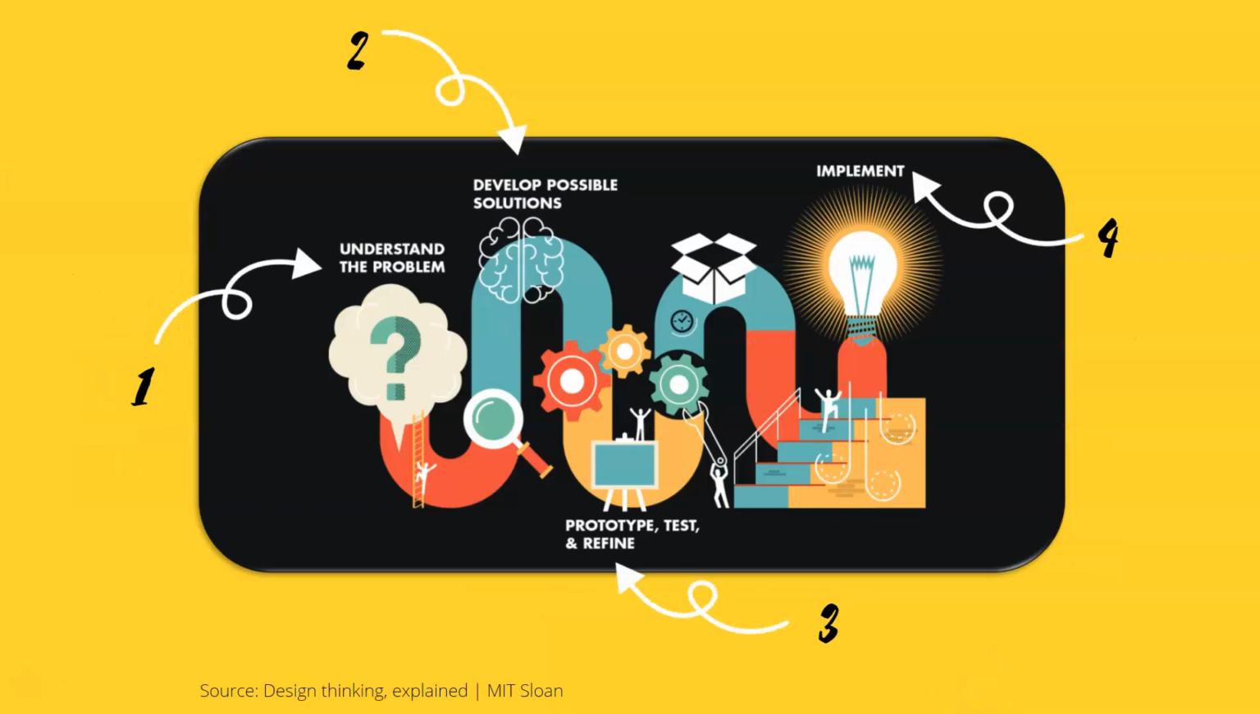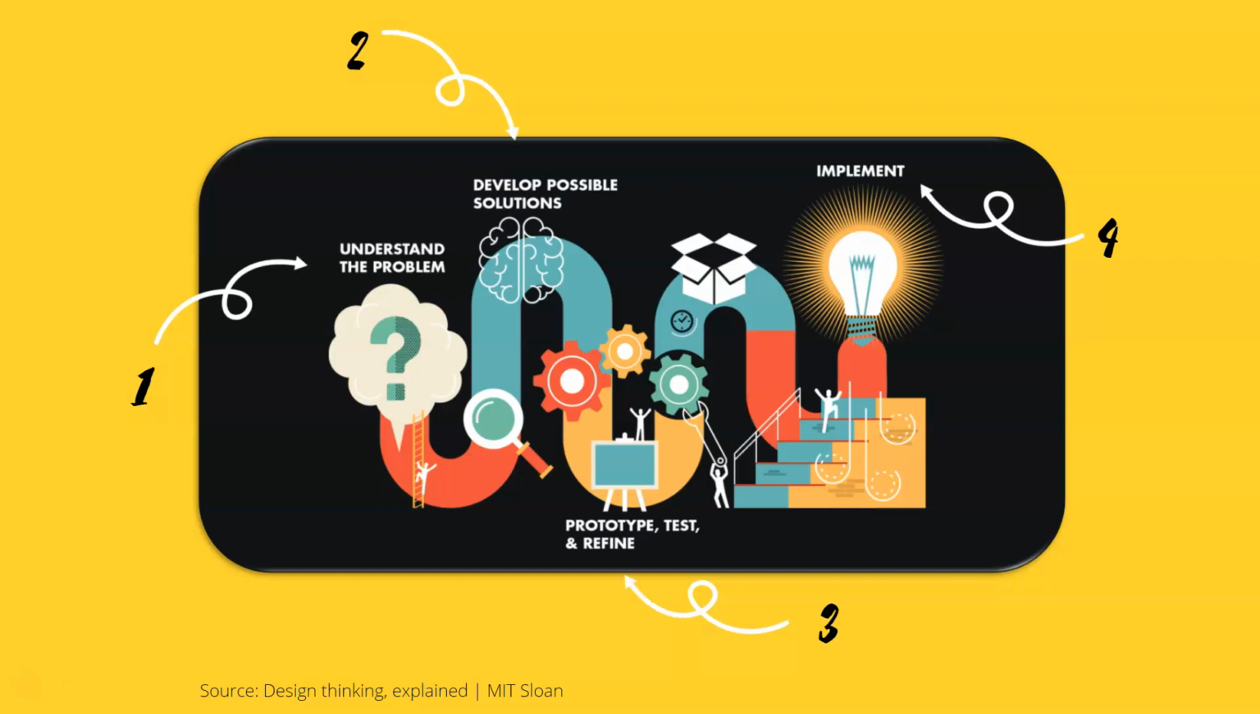There are many ways of outlining the steps for this process. According to the MIT Sloan website, there are 4 steps of the design thinking process that can be implemented. The first one, we need to understand the problem. The next, we develop possible solutions. Then we prototype, test, and refine it. Then finally, we implement the ideas, and hopefully this will serve the needs of the people.